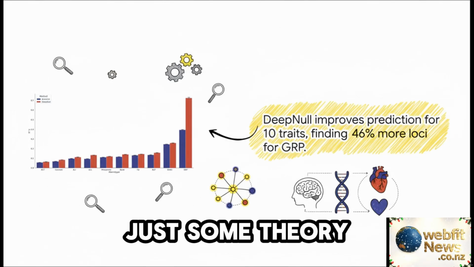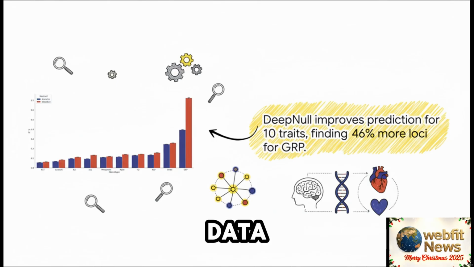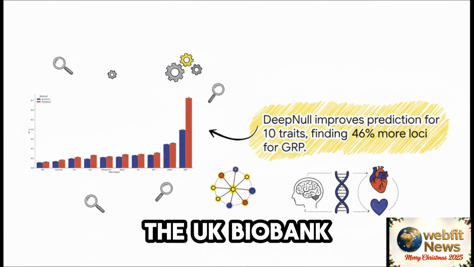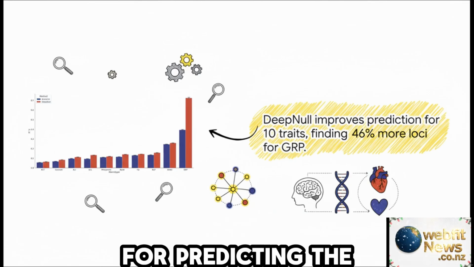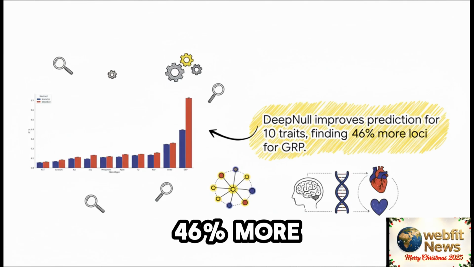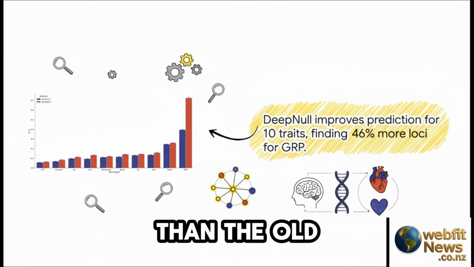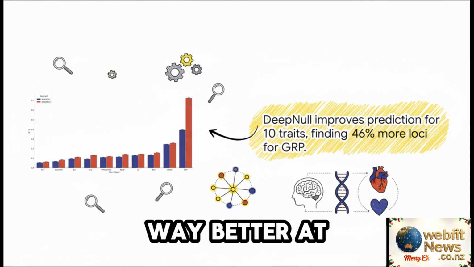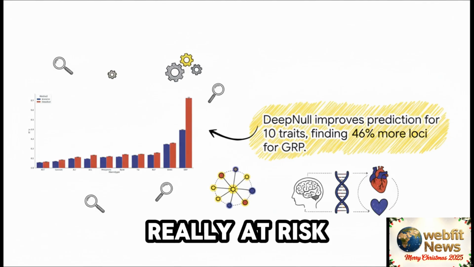And this isn't just some theory, okay? This is from real-world data. When they unleashed Deep Null on actual patient data from the UK Biobank, the results were just incredible. For predicting the likelihood of glaucoma, Deep Null found 46% more significant genetic locations than the old-school method. I mean, that is a massive leap forward. It means we're getting way, way better at figuring out who's really at risk.